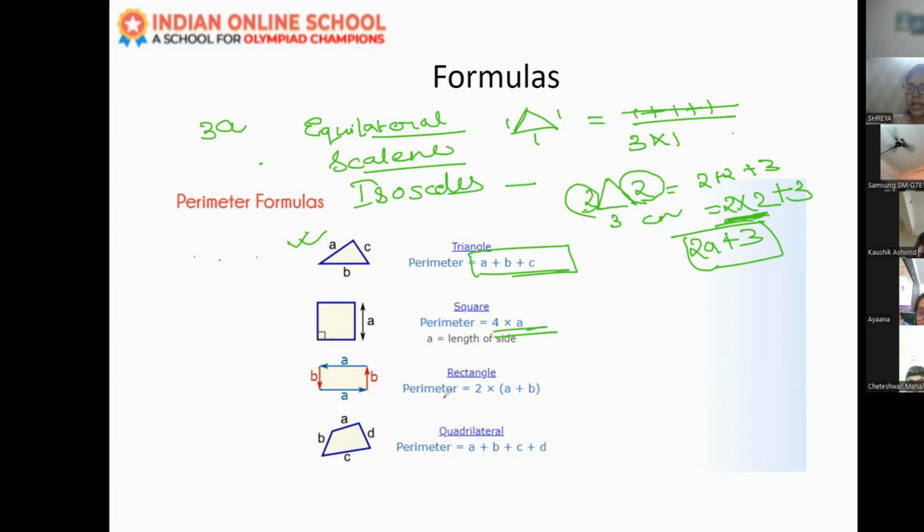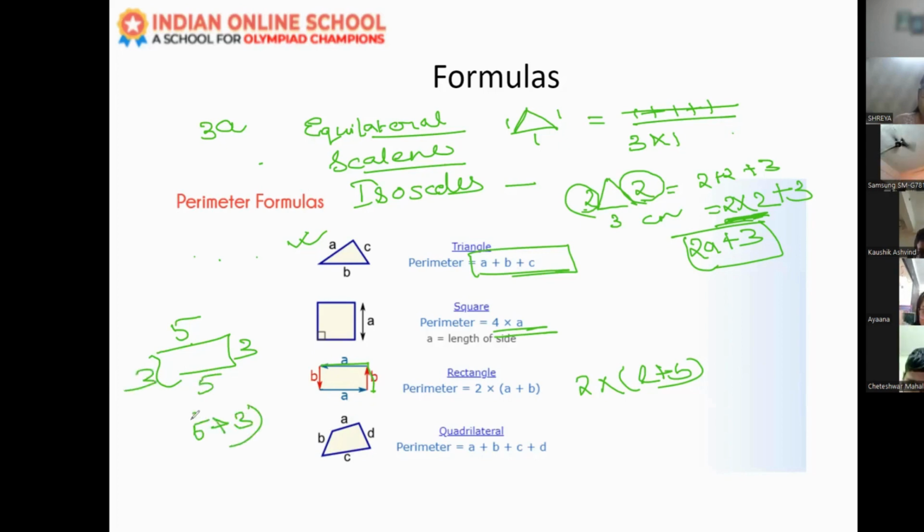Coming to the rectangle. Since a rectangle has opposite sides equal, you can add length plus breadth, or a plus b. And since both are needed 2 times, instead of adding them 2 times, first add a plus b and simply multiply the whole thing by 2. Suppose I have 5 and 3. Instead of adding 5 plus 5 plus 3 plus 3, I add once, 5 plus 3, that makes it 8, and then I multiply it by 2, that makes it 16 centimeters as my answer. Okay, students? So you add once and then multiply it by 2.